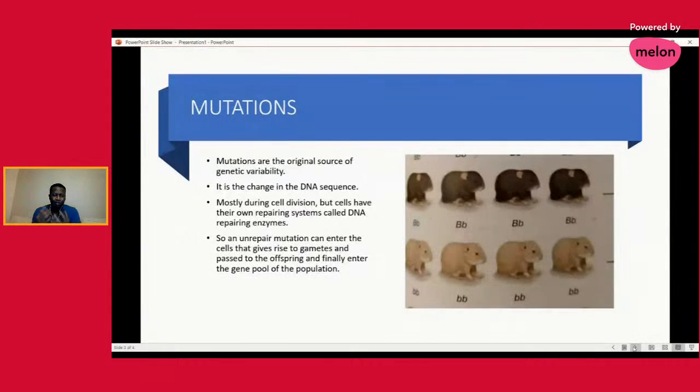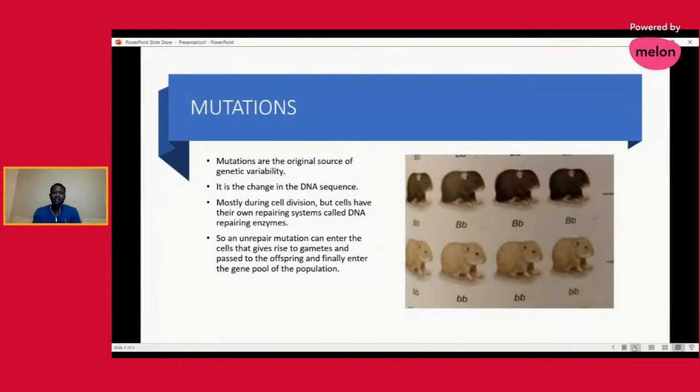But due to mutation, that is, during cell division, either mitosis or meiosis, you see that in every cell the machinery or mechanism of cell division involves so many different enzymes and so many complex processes. During these complex processes, the cell is not perfect either. They make some kind of replication errors or mistakes.